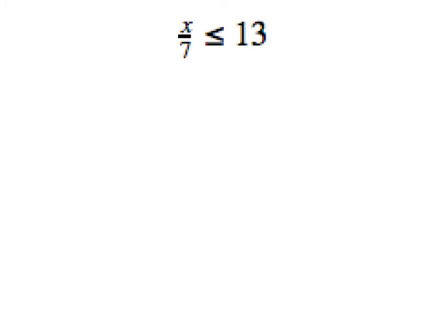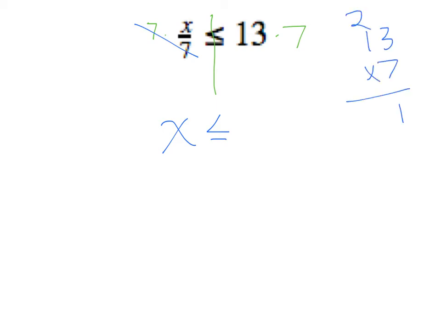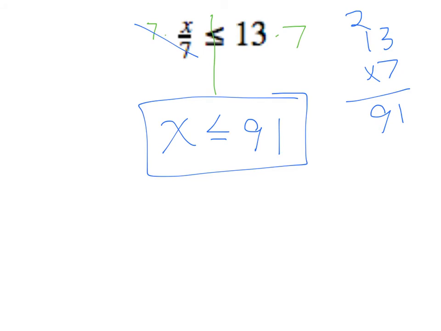For this one, we want to undo division by 7. So we multiply both sides by 7. Those cancel. X is less than or equal to 7 times 13, which would be 91. Now we do not flip the inequality because we multiplied by a positive 7. So because the 7 is positive, we keep the inequality the way it is.